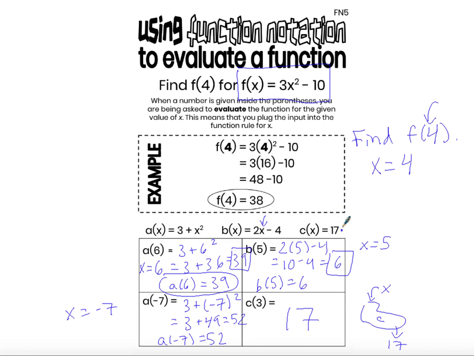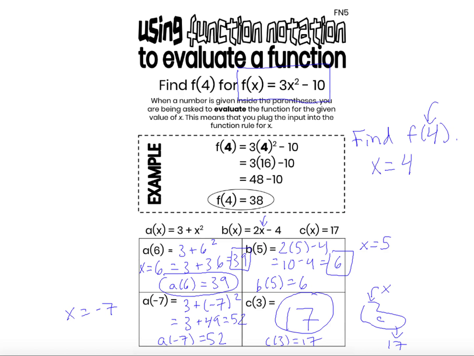So there's no x in my expression on the left, or my expression on the right. Doesn't matter what x is, my output is just 17, and that is my final answer. C of 3 is 17, c of 5 is 17, c of 52 is 17. And again, this is okay, this is a function. It's okay that more than one input has the same output because each input has a predictable output, a very predictable output. That output is 17.